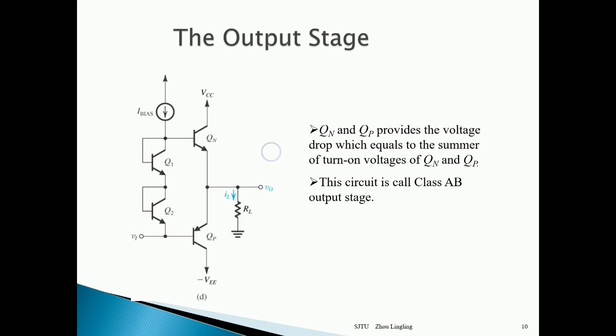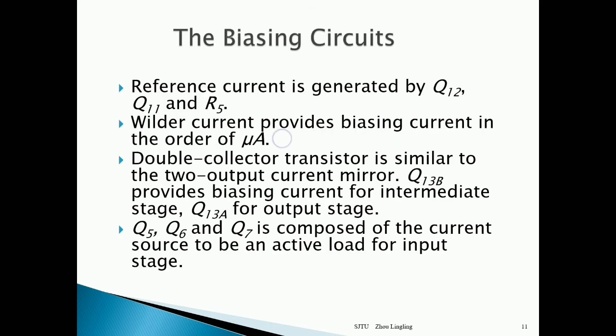To stabilize the quiescent base current, a small resistance R is used between the emitter and the Q1 output. That resistance provides limited short circuit protection. Q and QB provide a voltage drop equal to the sum of the voltages of Q and QB. This circuit is called a class AB output stage.